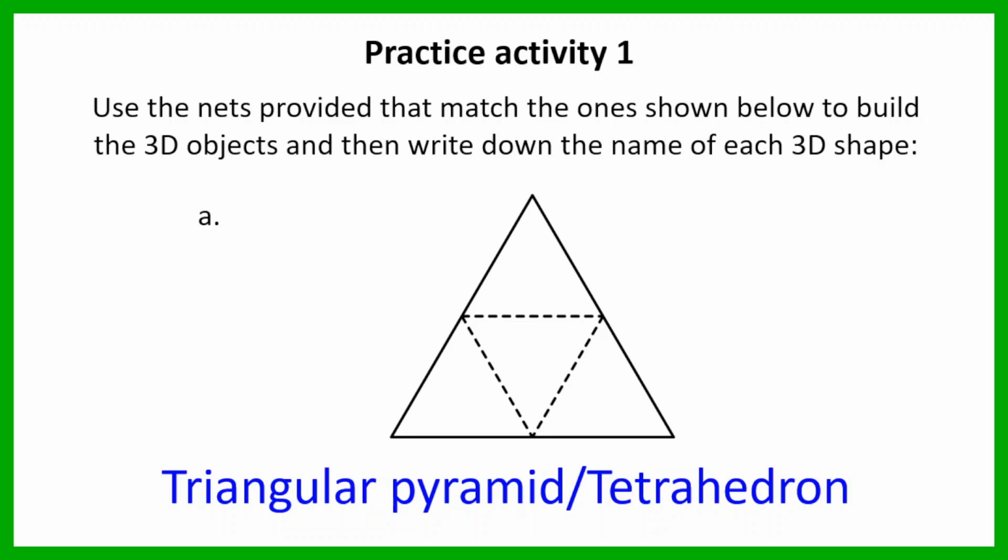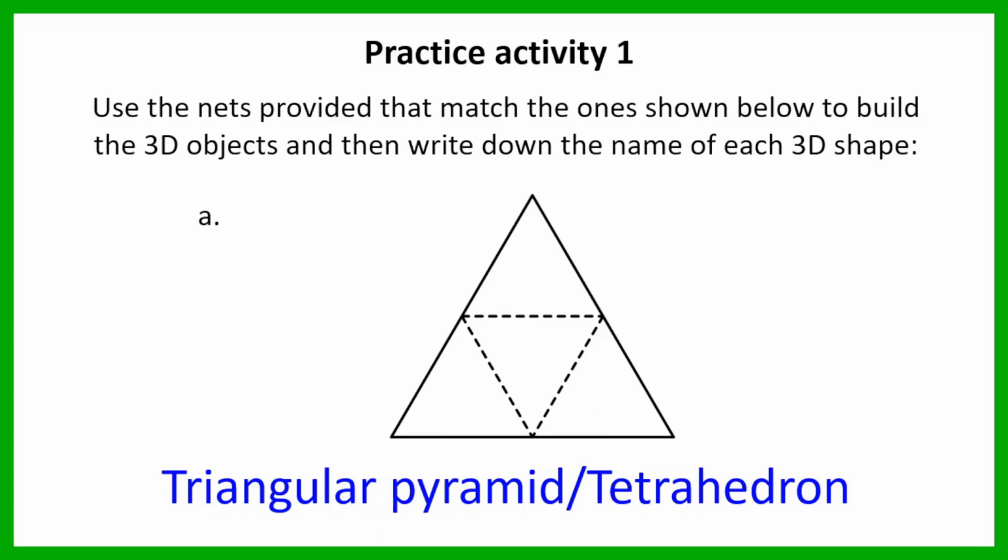Now, most triangular pyramids are not tetrahedrons. Only triangular pyramids that have equilateral triangles that are all exactly the same as each other for the four faces will be tetrahedrons. Any other triangular pyramid that does not have identical equilateral triangles for the faces will not be a tetrahedron. It will just be a triangular pyramid. But this particular one is a tetrahedron because it has equilateral triangles for the faces. So that is our first example.